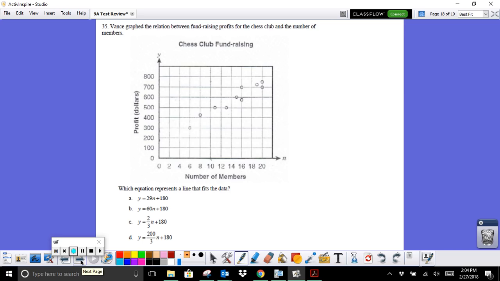35, which equation represents a line that fits the data? So we have the number of members and the profit. Okay, so what I would do here, I would try to find a couple of points that are semi-pretty, where you know what the ordered pair would be. It looks like this one here at 6,300 is fairly pretty, and this one at 20,700 is fairly pretty. You can either do rise over run, or you can write these points down. I'm just going to do rise over run. So from 300 up to 700, that's a jump of 400. And then I would be running from 6 to 20, which would be a run of 14.